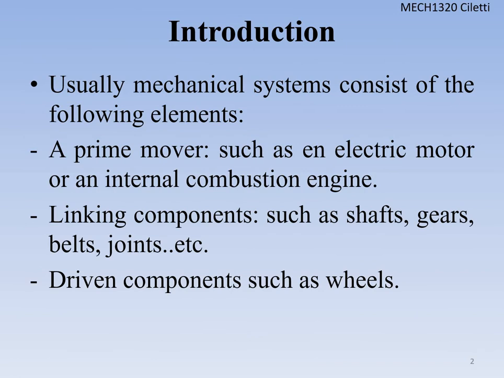So what does a mechanical system consist of? It's very similar to what we talked about in the electrical course. It's got a prime mover, such as an electric motor or an internal combustion engine, whereas in electrical, we had a battery, a power source. In mechanical, we have different components: shafts, gears, belts, joints, chains, whereas in electrical, we had components like resistors, capacitors, inductors, different sensors, stuff like that.